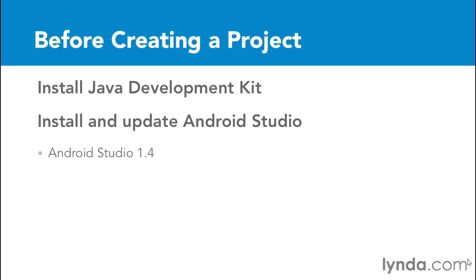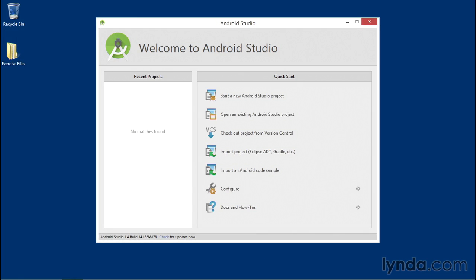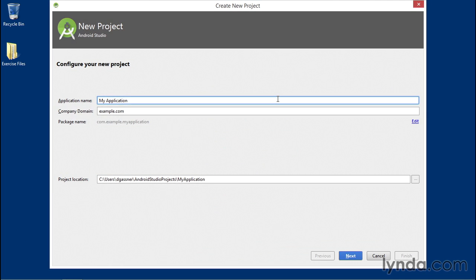In this course, I'm using Android Studio 1.4 and I'm working with the version of the SDK for Android 6.0 or Marshmallow, which is known for the developer as API Level 23. To create your first app, start in the Android Studio welcome screen and click Start a new Android Studio project.